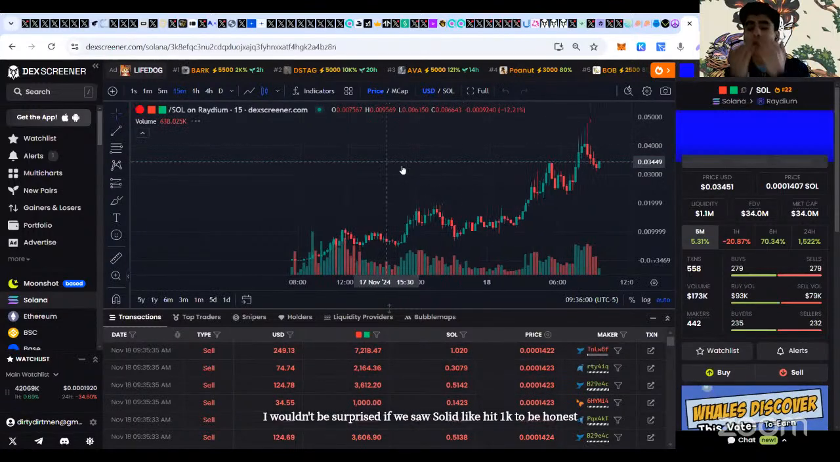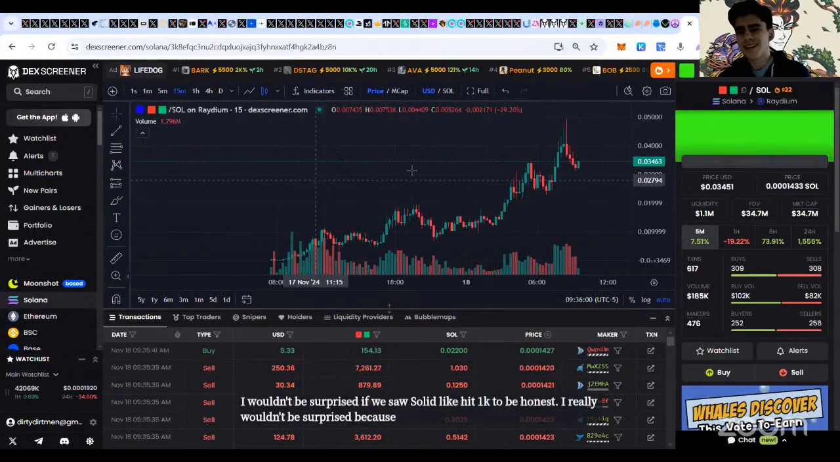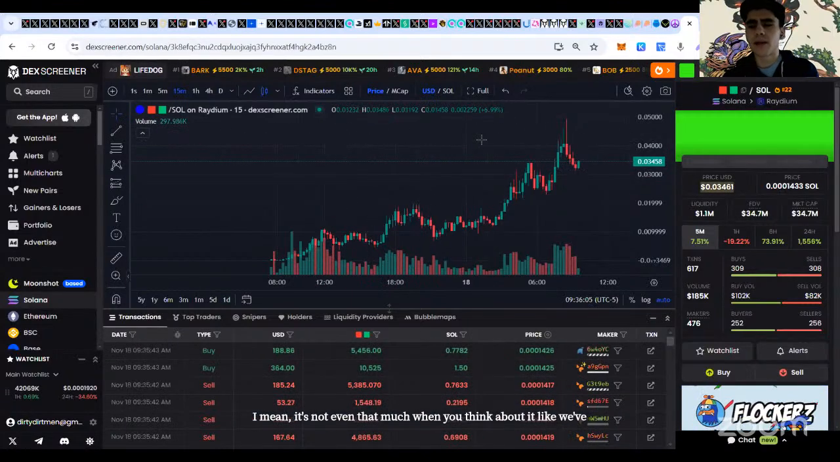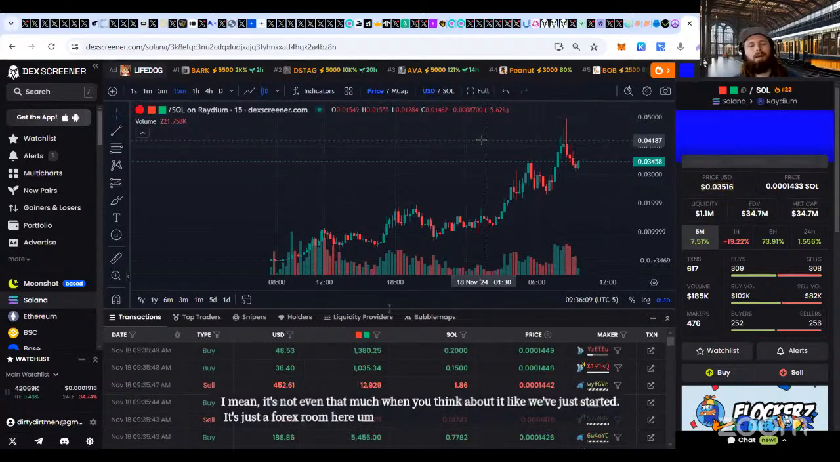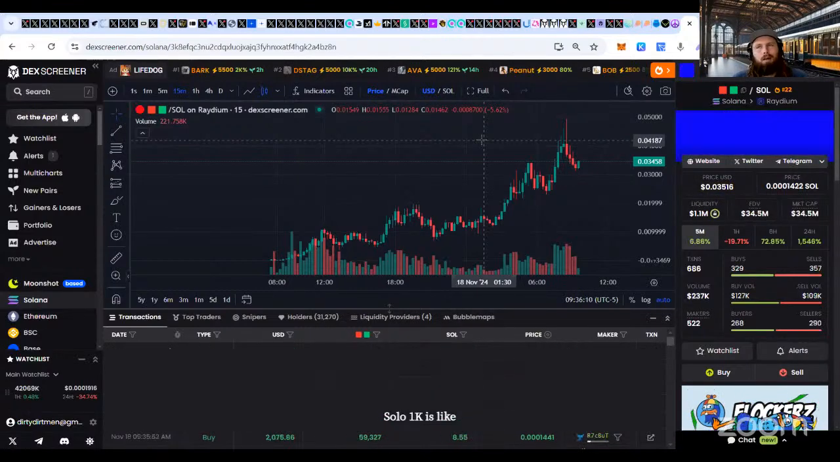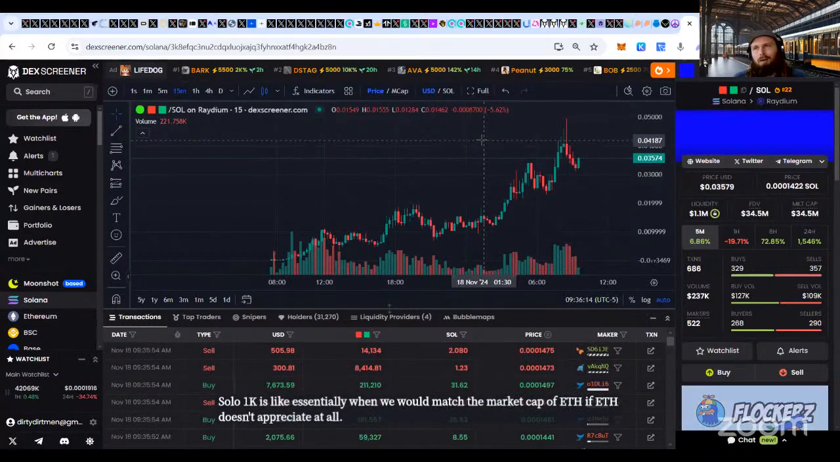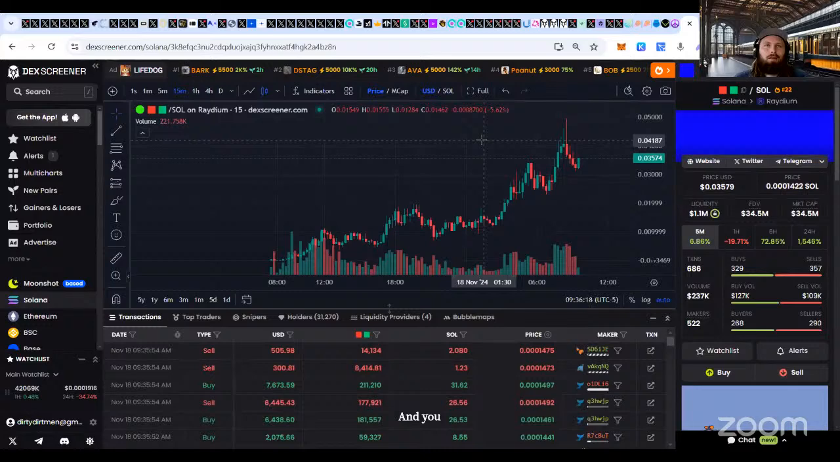I really wouldn't be surprised, because it's not even that much when you think about it. We've just started. It's just a 4x from here. SOL at 1K is essentially when we would match the market cap of ETH if ETH doesn't appreciate at all. And you've got to assume that ETH is going to appreciate some.